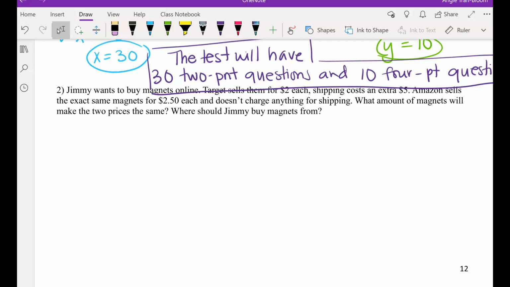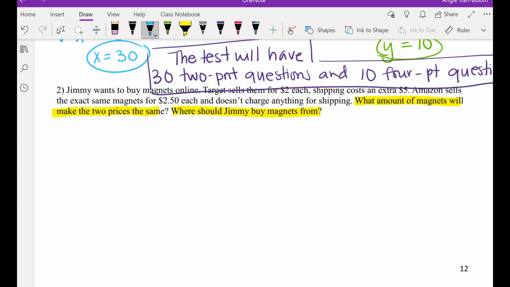Should we use a variable? So first, let's identify what it is that we're trying to answer. There are 2 questions in here, right? What amount will make the 2 prices the same, and what else? Where should he buy it from? So we have 2 questions that we will need to answer.